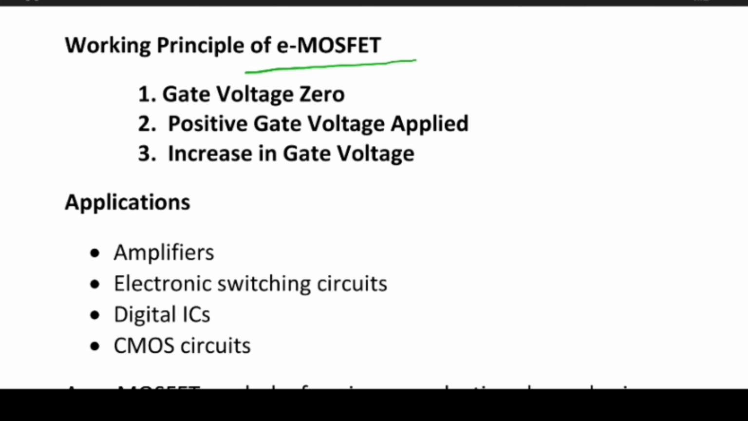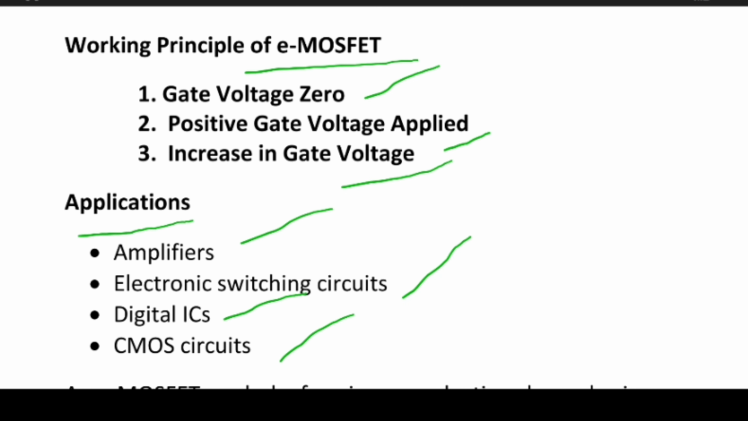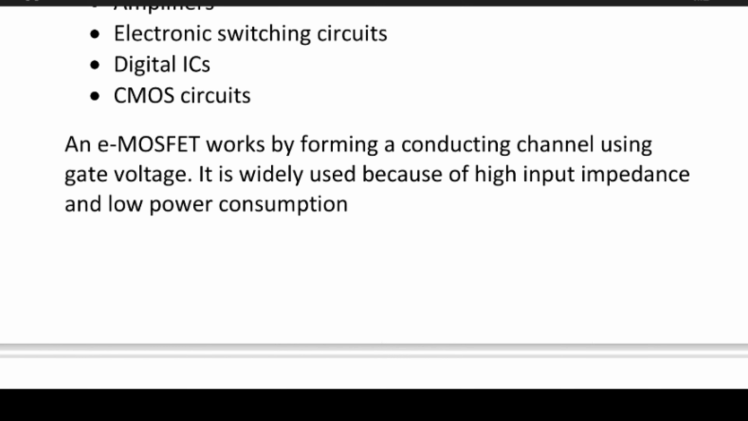Coming to the working principle of the EMOSFET, when the gate voltage is 0 and then a positive gate voltage is applied, we increase the gate voltage. Coming to applications, we can use it for amplifiers, electronic switching circuits, digital ICs and CMOS circuits. It is used for conducting channels, which are formed by gate voltage. Widely we can use it for high input impedance and low power consumption.